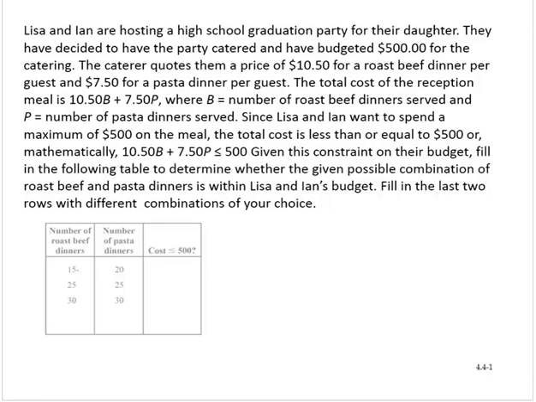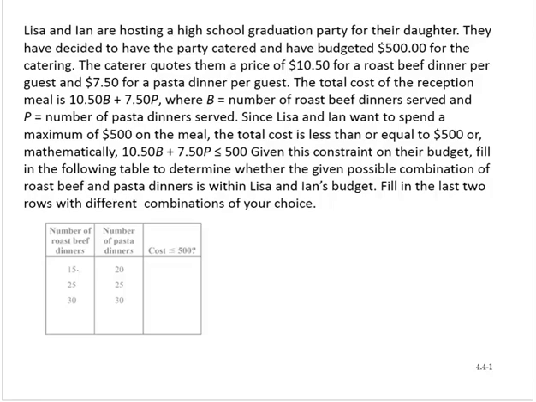dinner per guest. The total cost of the reception meal then is 10.50B plus 7.50P, where B is the number of roast beef dinners served and P is the number of pasta dinners served. Since Lisa and Ian want to spend a maximum of $500 on the meal, the total cost is less than or equal to $500, or mathematically, 10.50B plus 7.50P is less than or equal to $500.